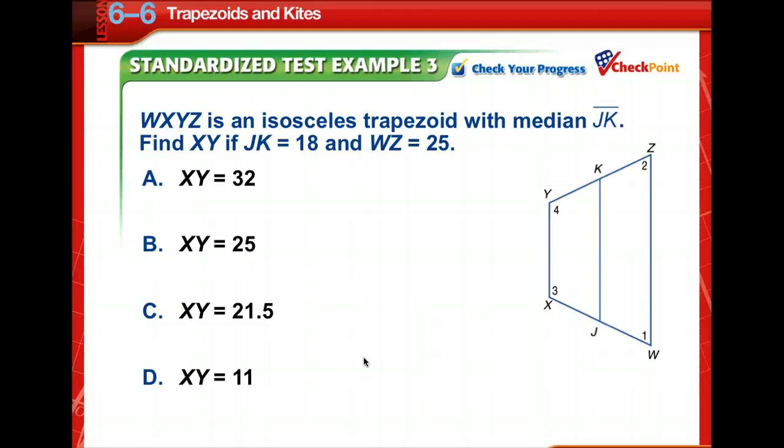Okay, did you set your problem up? JK is equal to 1/2 of (25 plus X). So JK is 18. Since JK is a mid-segment, it is equal to 1/2 of WZ plus XY. So we're going to start by multiplying both sides by 2. We'll end up with 36 is equal to 25 plus X. So we subtract 25 from both sides. We end up with X is equal to 11.